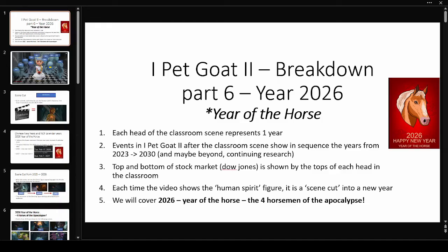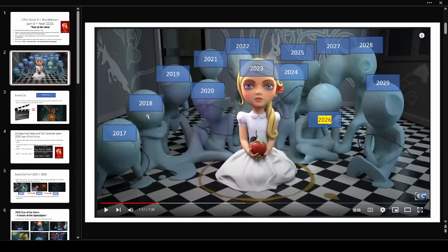iPad Go-To. Just quickly, the first revelation I've had that's changed the timeline is that each one of these heads in the classroom represents a year. Okay, so it's the passing of time, and specifically after the apple is dropped, it begins to show the events from 2023 on to 2030. Okay. Each one of the heads in the classroom, I believe, also represents the top or bottom of the stock market in its representative year.